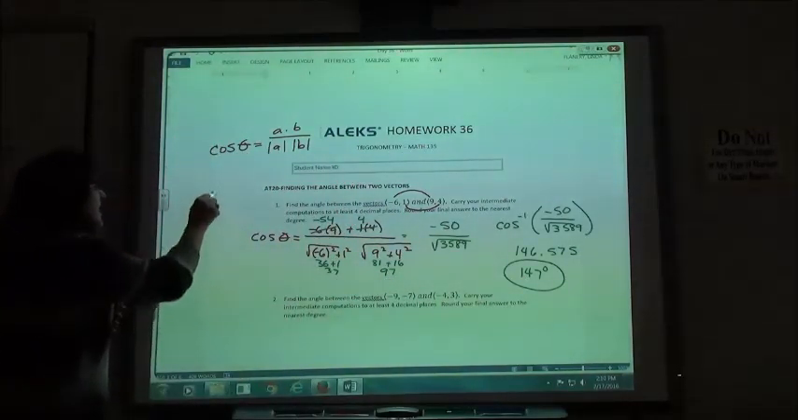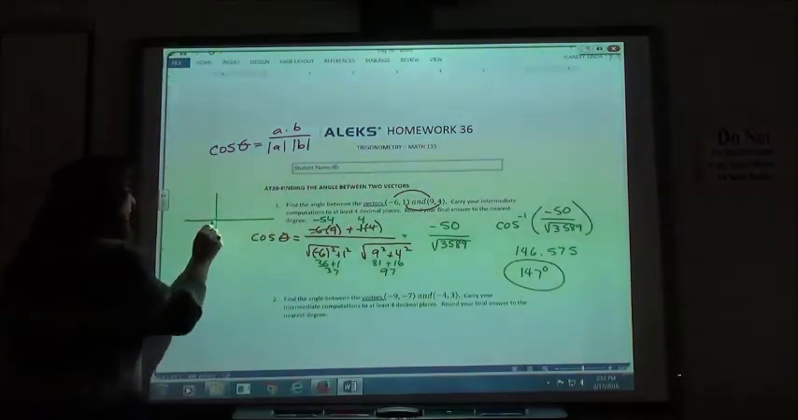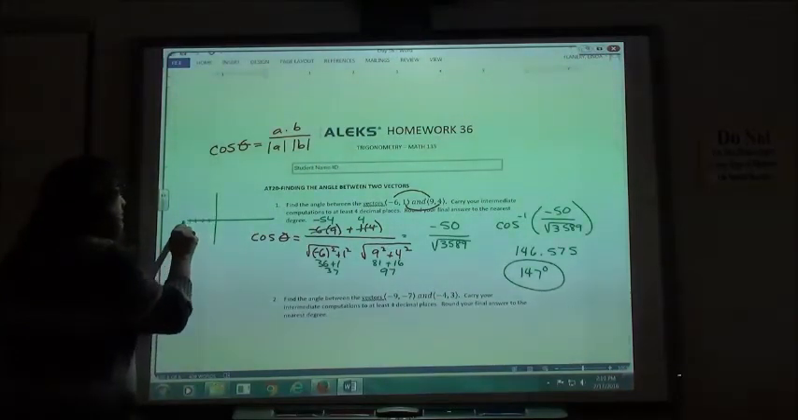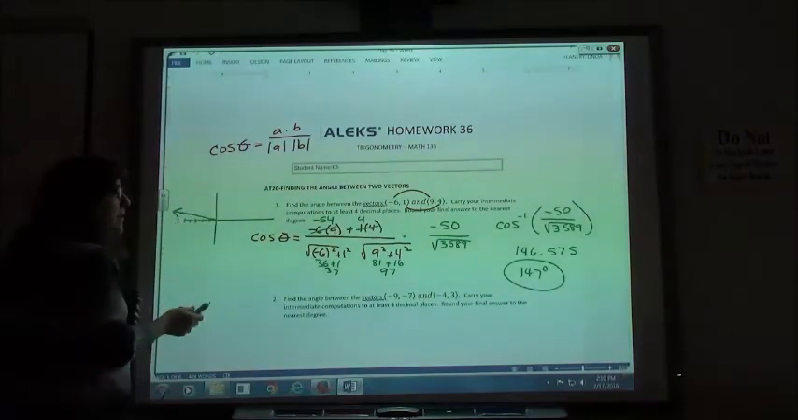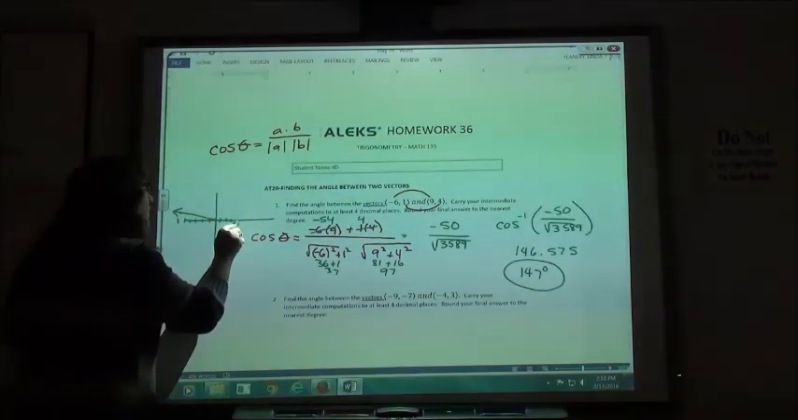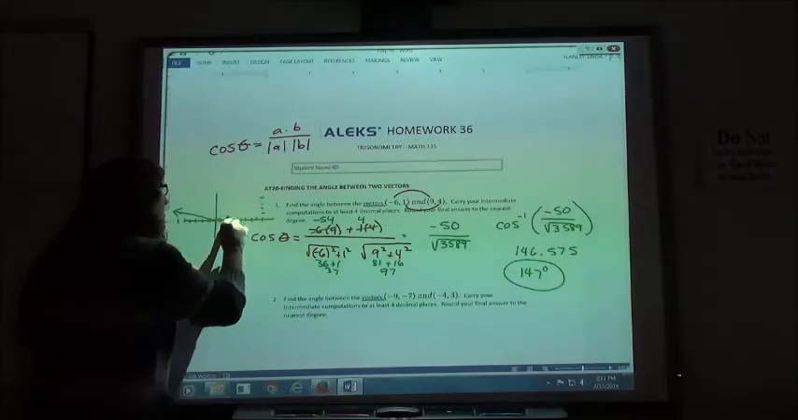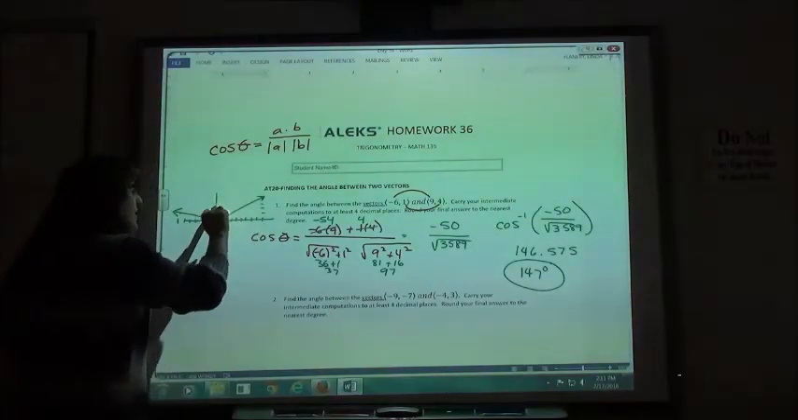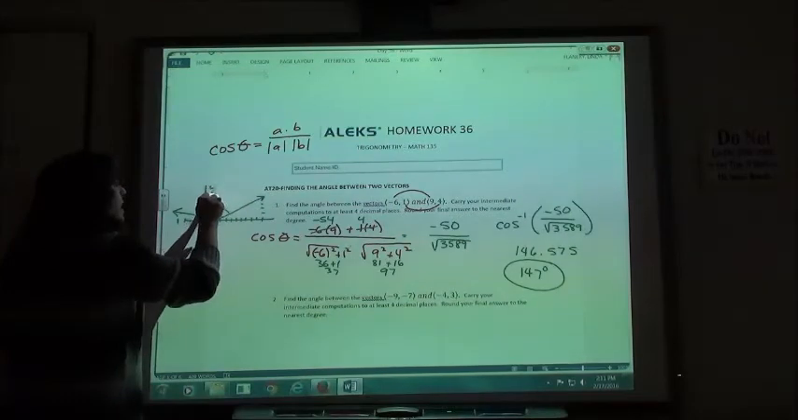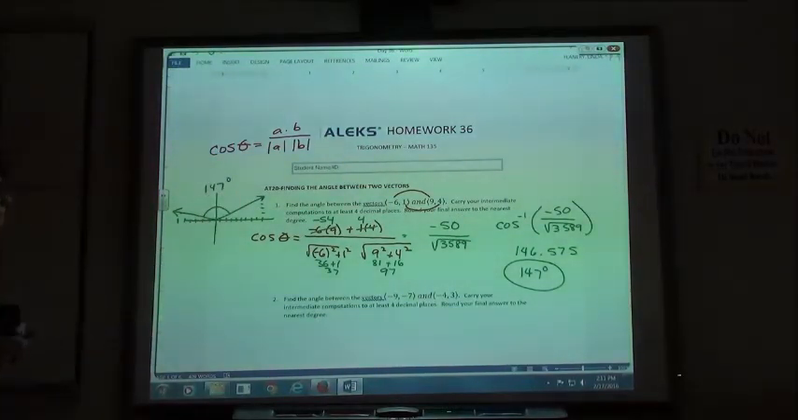If I kind of just sketch that out, -6, 1 would be the vector going like this. 9, 4 would be the vector going like that. This angle in here is 147 degrees. That looks like it makes sense.